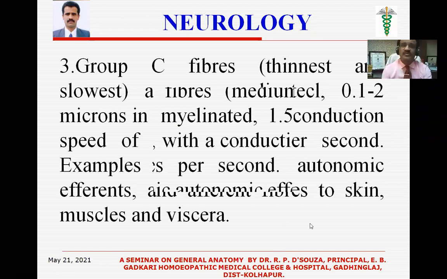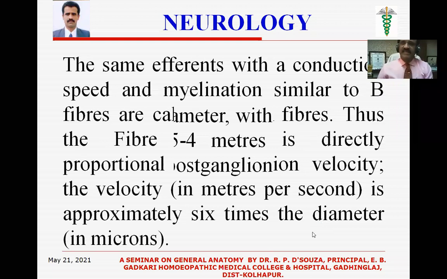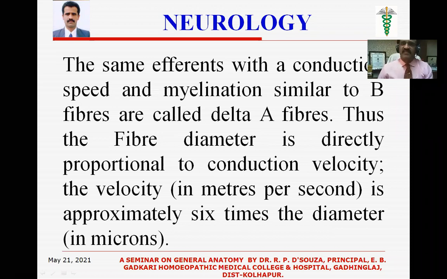And the last group is group C fibers. They are thinnest and slowest, and they are non-myelinated, 0.1 to 2 microns in diameter, with a conduction speed of 0.5 to 4 meters per second. So you see the difference of speed also. Examples are postganglionic autonomic efferents and afferent fibers to skin, muscles, and viscera. The same efferents with a conduction speed and myelination similar to B fibers are called delta A fibers. Thus, the fiber diameter is directly proportional to conduction velocity.